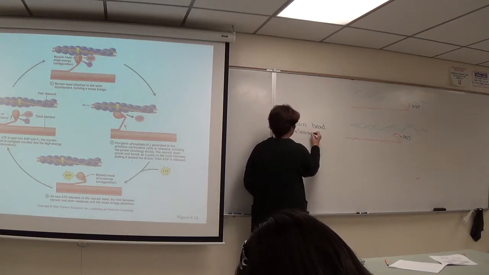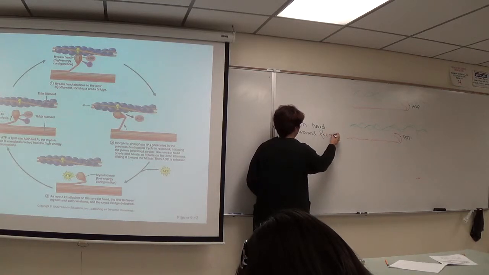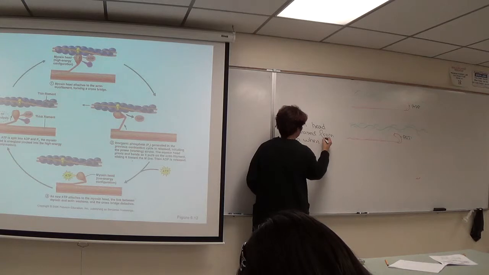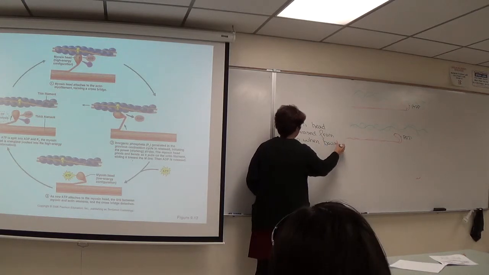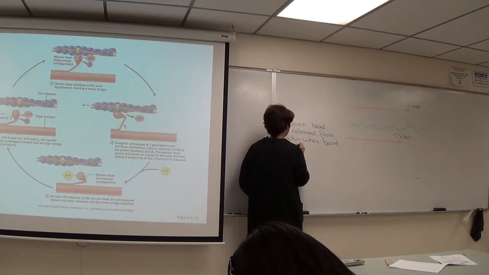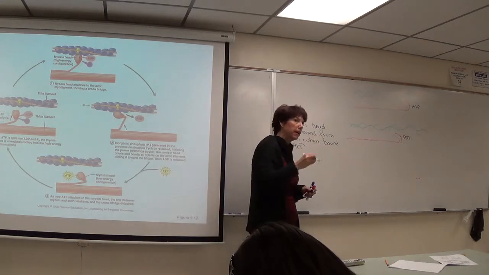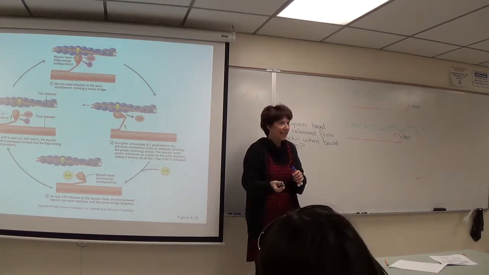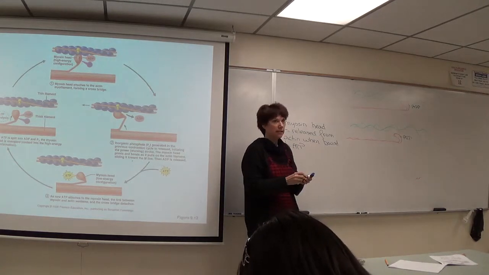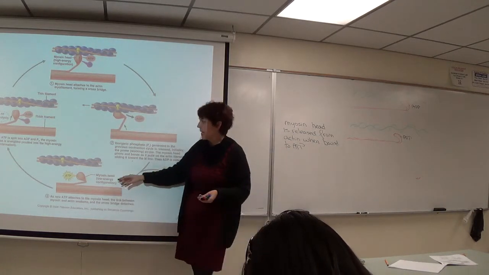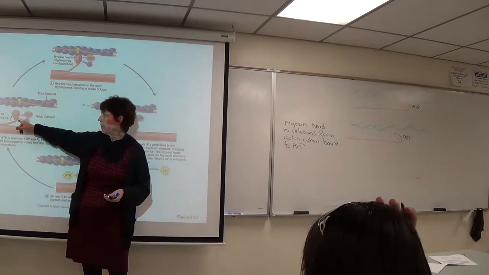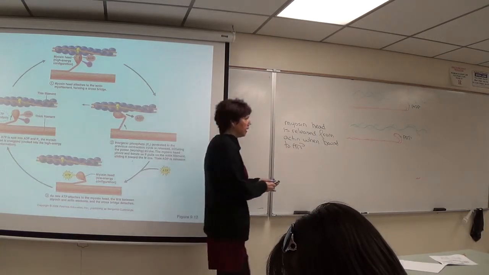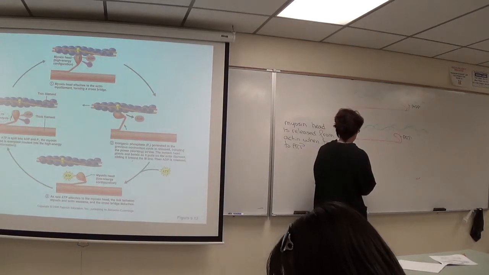So the myosin head is released from actin when bound to ATP. But remember what that myosin head is? An ATPase. So it's going to break down the ATP and convert it back to ADP. And what does it do with the energy that's released?